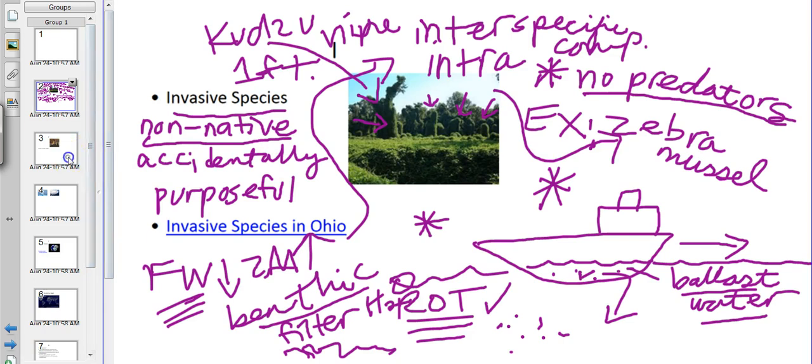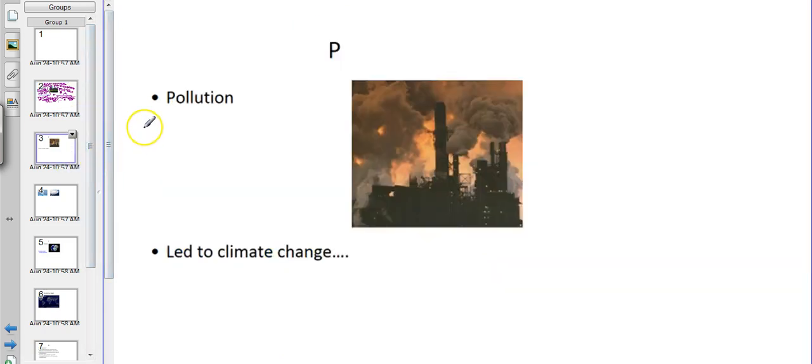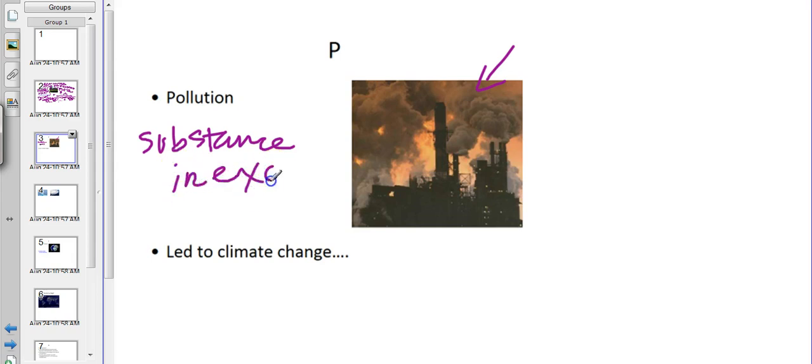Okay. Next slide is pollution. We talked about all different kinds of pollution earlier last week. We talked about water pollution and air pollution. Here you can see air pollution. Pollution is basically a substance that's in excess. Unfortunately, a lot of these excess substances are man-made or byproducts of combusting fossil fuels.